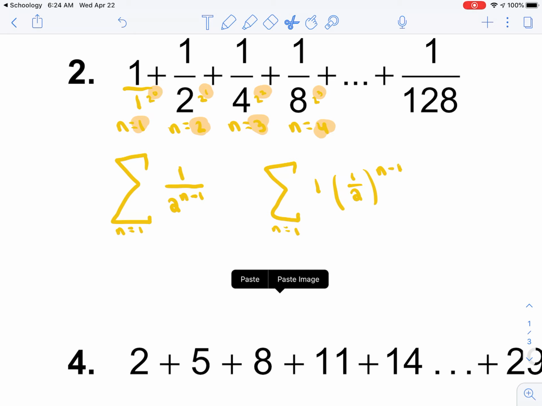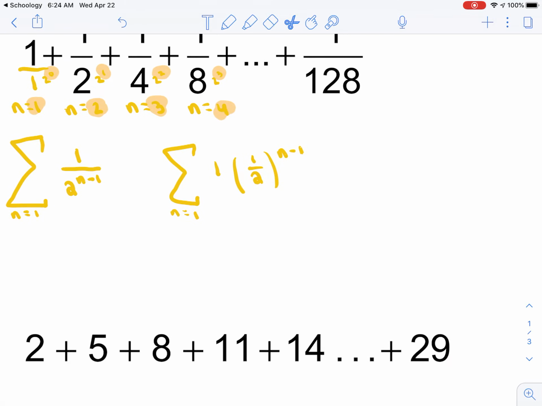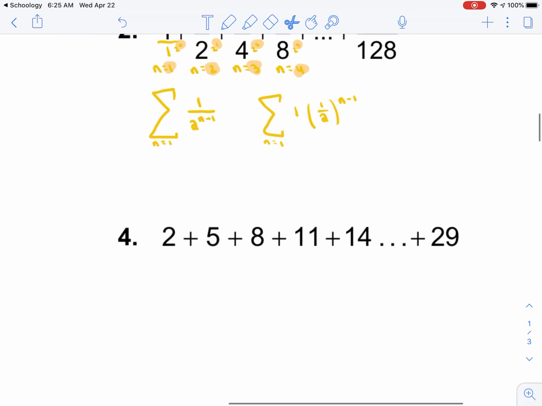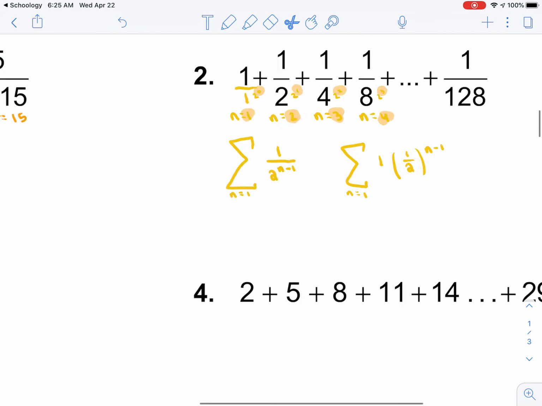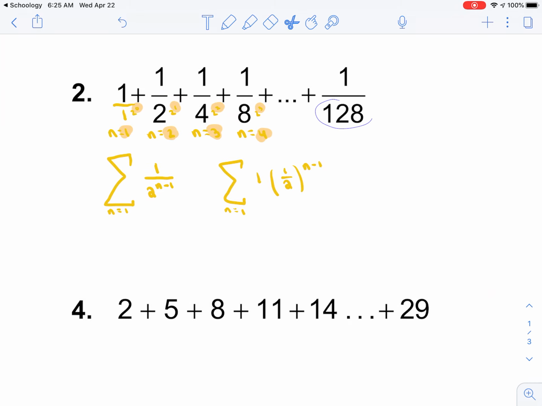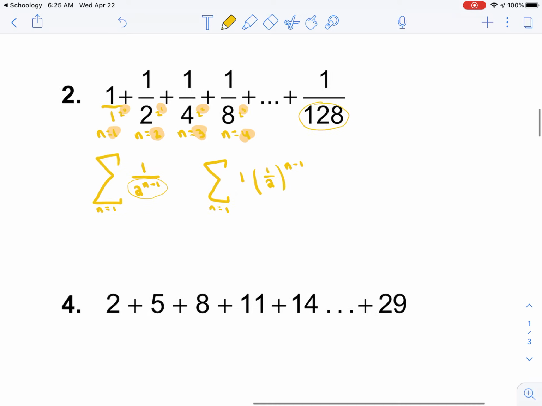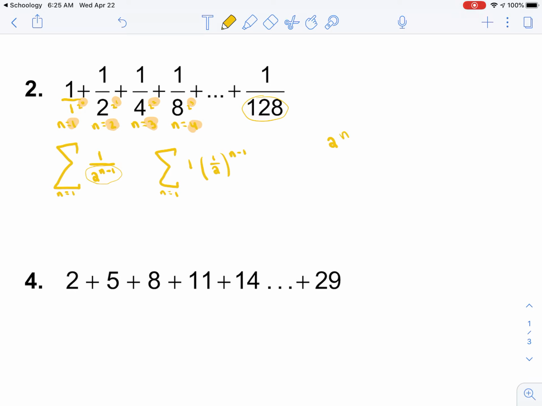And then finally, you need to figure out what that last term, the n value, would be equal to. Some people like to guess and check. I like to use math. Think about what value of n you sub into this to get this value. So what we could do is set up an exponential equation to solve this.